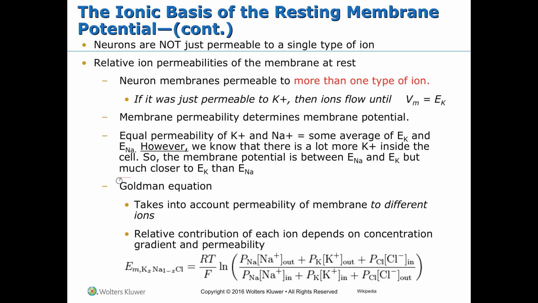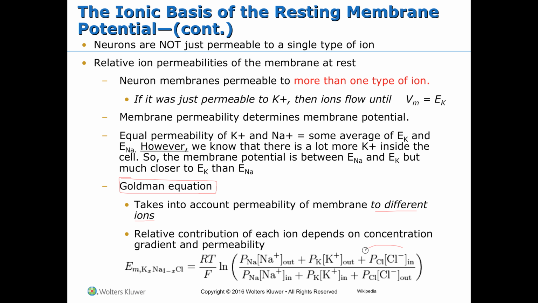Now, using the Goldman equation, this takes into account permeability of the membrane to different ions. So the relative contribution of each ion depends on concentration gradient, so how much is in versus outside the cell, and permeability. So you take your gas constant multiplied by temperature in Kelvin, divided by Faraday's constant, multiplied by the natural log of the permeability of sodium times the concentration of sodium outside, plus the permeability of potassium, and permeability typically being measured in meters per second, concentration.